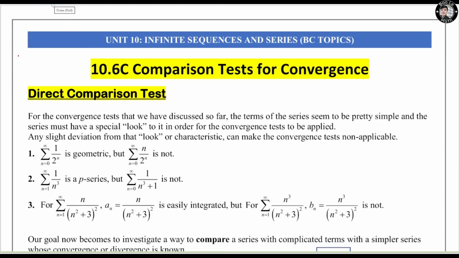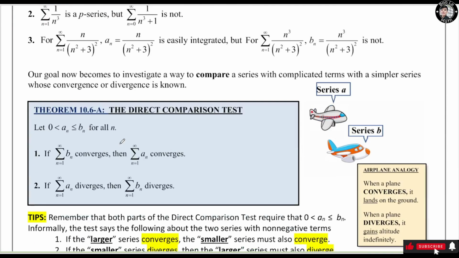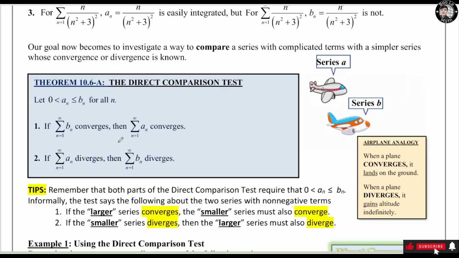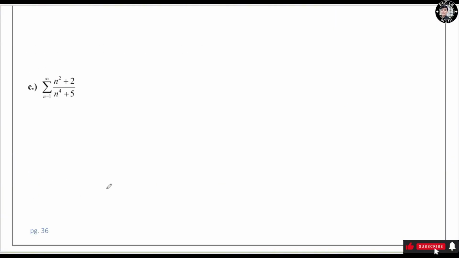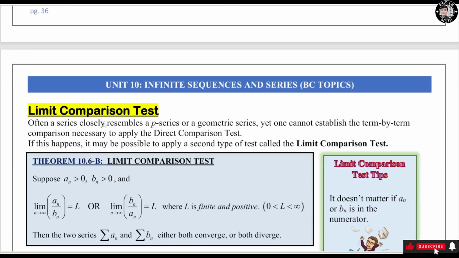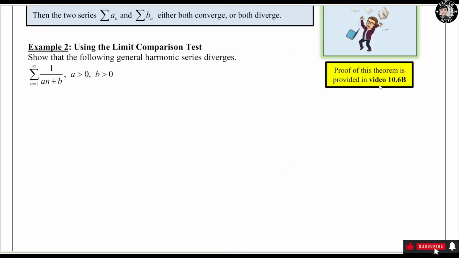Hello everyone, in this video we're going to explore topic 10.6, comparison test for convergence. In this topic we're going to explore two theorems. The first one is the direct comparison test. This theorem has been proved in the video 10.6a. And the second one is the limit comparison test, and this theorem has been proved in the video 10.6b.